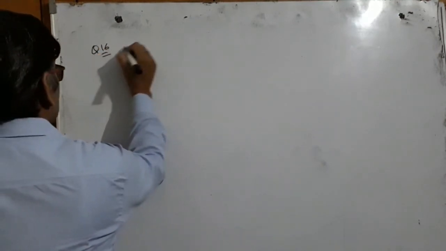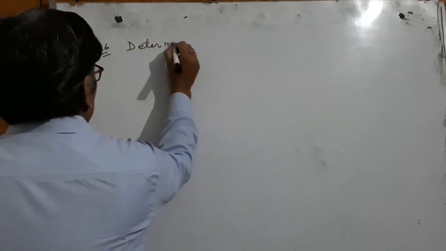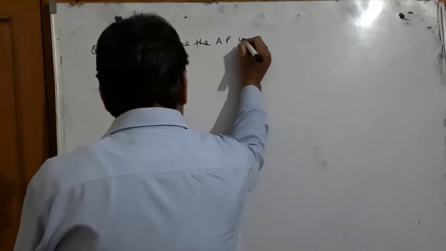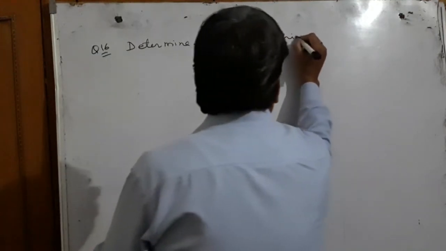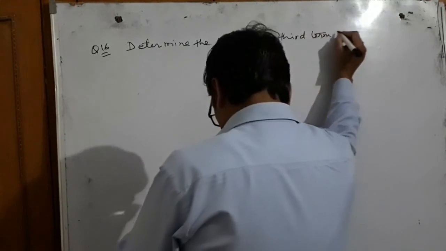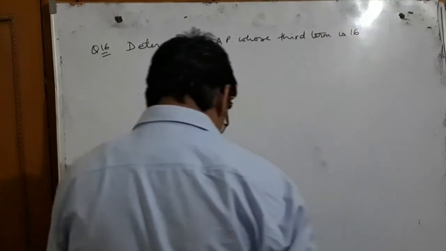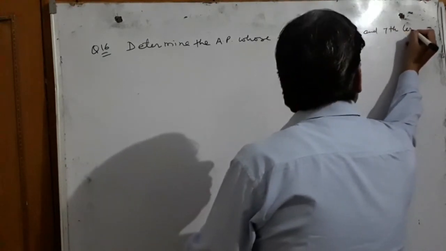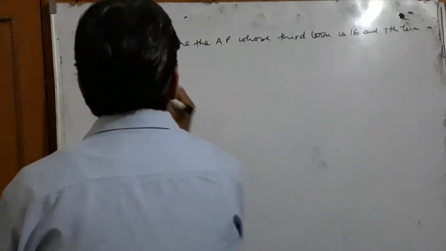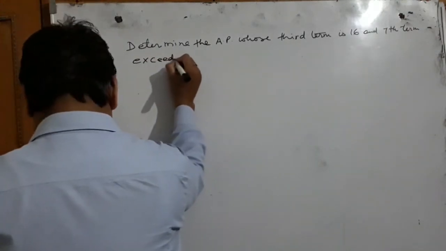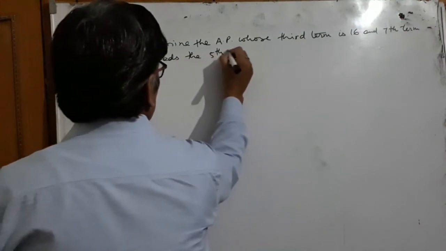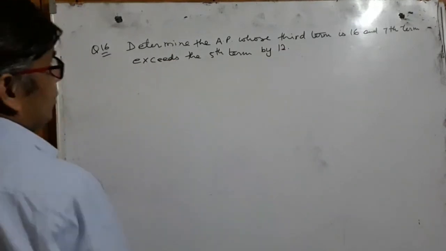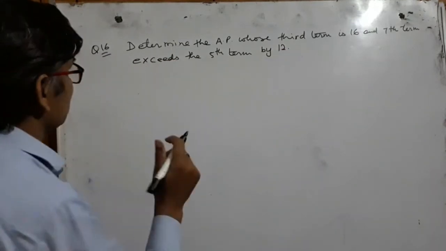Question number 16. Determine the AP whose third term is 16 and seventh term exceeds the fifth term by 12. Determine the AP whose third term is 16.